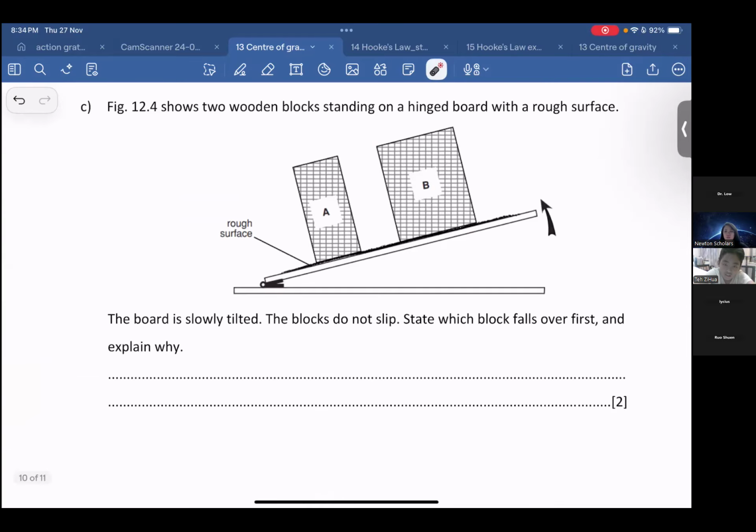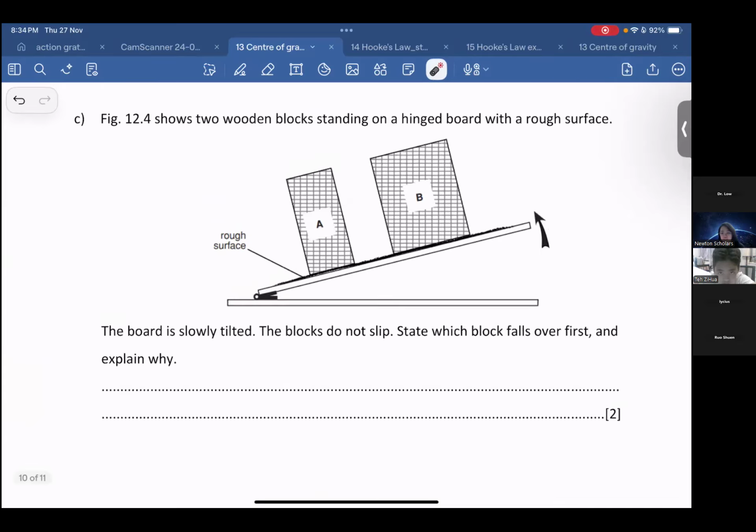Okay, tell me why. Correct, Zihua. Who else? Which one will be more stable? And which one will topple first? Megan, correct. Megan, do you know why? Emily, correct. Okay, here, which one will topple over first? The answer is block A.